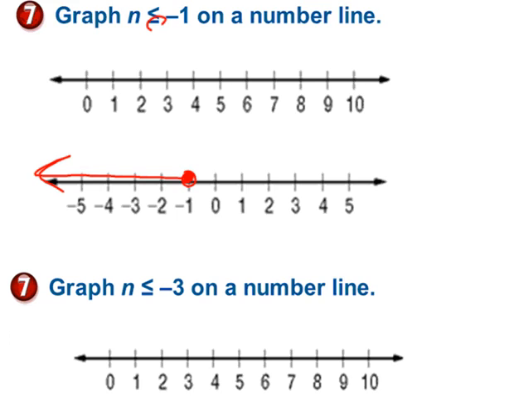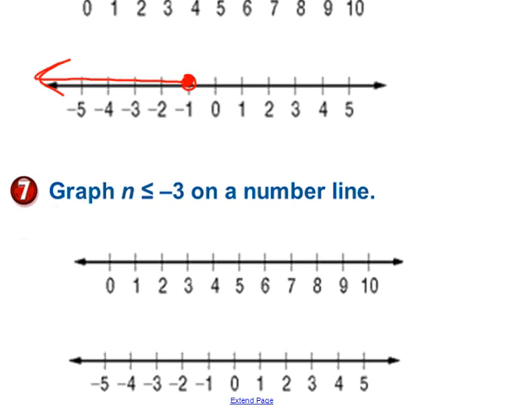Copying down to the next one, it says graph n is less than or equal to -3. So I'm going to go down to here, -3, and since it's less than or equal to, I'm going to color the dot in, and it would be everything to the left of that.